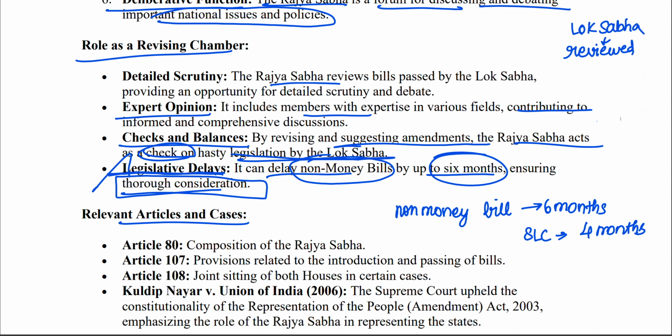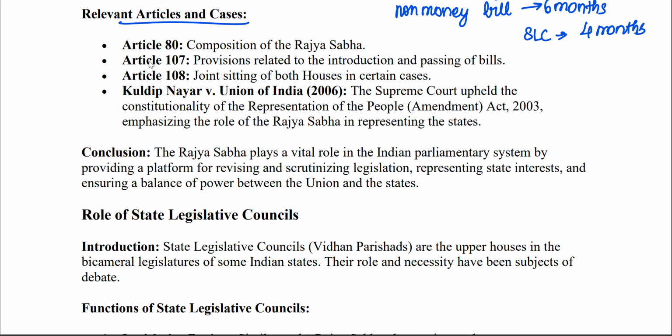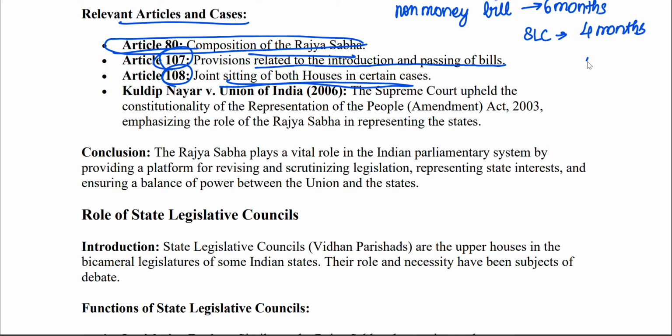Now the relevant articles. Article 80 is the composition of the Rajya Sabha. Article 107 is the provisions relating to the introduction and passage of bills. 108 is a joint sitting. So 108 means like an emergency. So this emergency is for joint sitting.